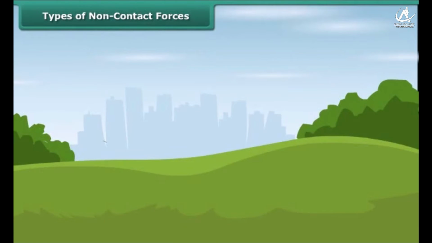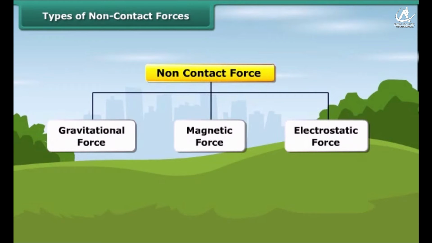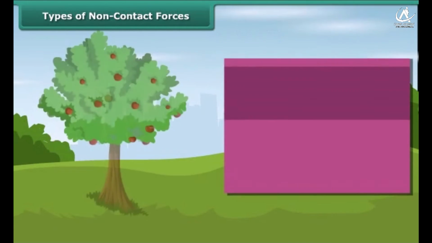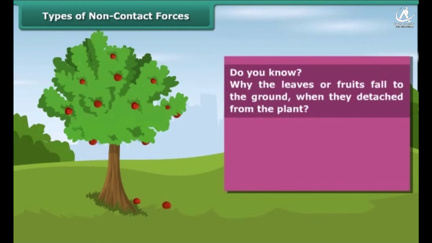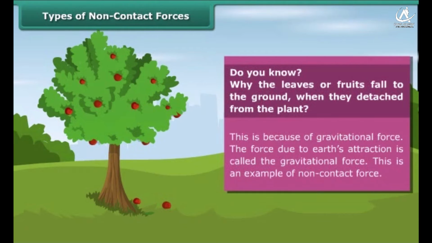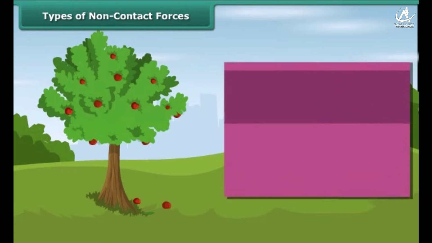Types of non-contact forces. The types of non-contact forces are gravitational force, magnetic force, and electrostatic force. Do you know why leaves or fruits fall to the ground when they're detached from the plant? This is because of gravitational force. The force due to Earth's attraction is called the gravitational force. This is an example of non-contact force.